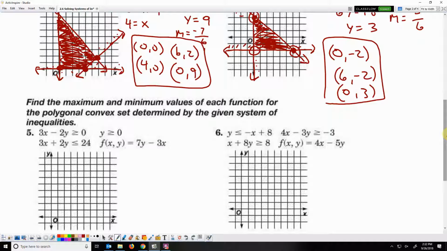All right, this one takes it just a little bit further. So we're finding a maximum and minimum for this function based on the coordinates of the vertices of the polygonal set, the convex polygonal set formed by these 3 lines. Okay, so for the first line, if I put in a 0 for x, I get negative 2y is 0. And when I divide, I get y is 0. So my y-intercept is 0.